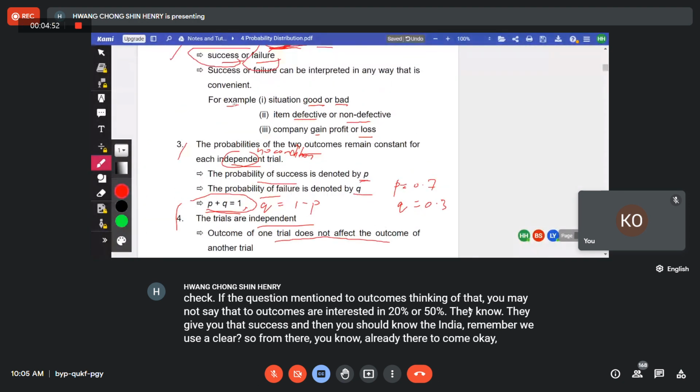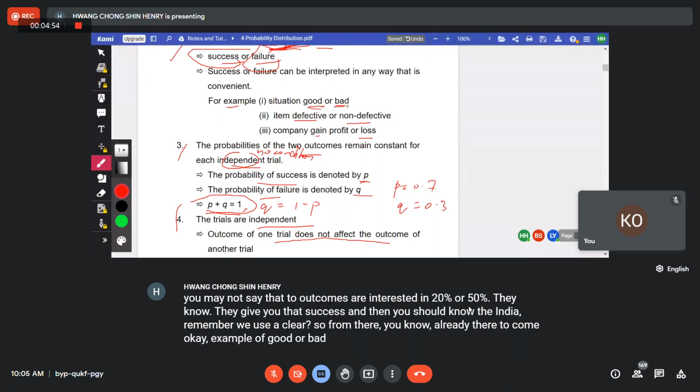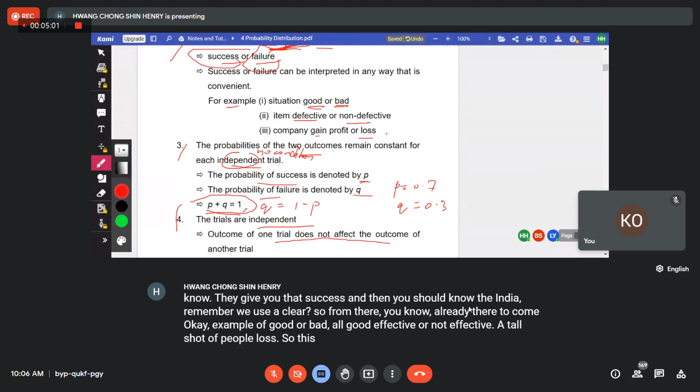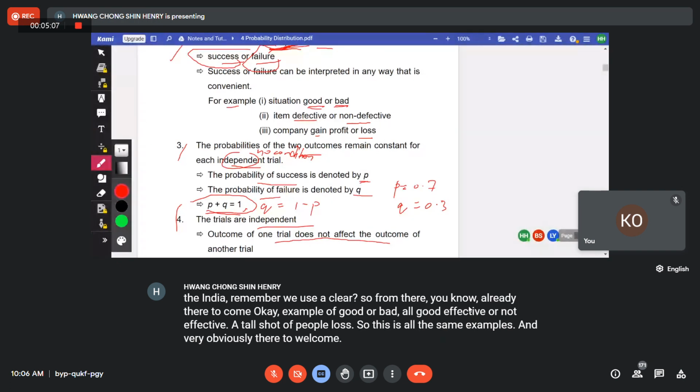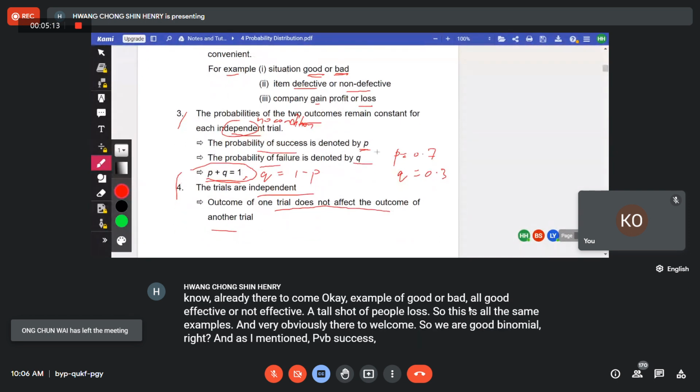Okay, for example, good or bad, boy or girl, defective or non-defective. Okay, tall or short, profit or loss. So these are all the same examples. They can very obviously show there are two outcomes only. So we have to use binomial, right? And as I mentioned, P will be success probability, Q will be failure probability.